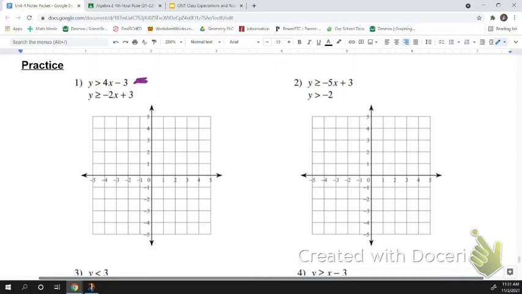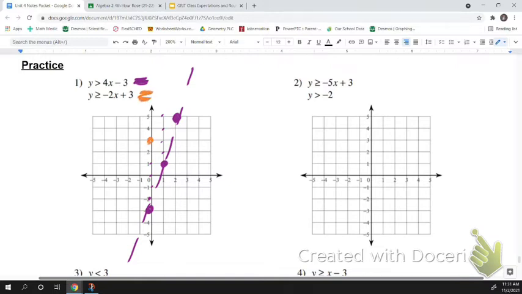I'm going to start by graphing the first one in purple. It's going to be at -3. The slope is up 4. 1, 2, 3, 4 over 1. Am I going to draw a dotted or solid line? Dotted, dashed. Great. Before I shade, I'm going to graph the other one. I'm going to graph it in orange.